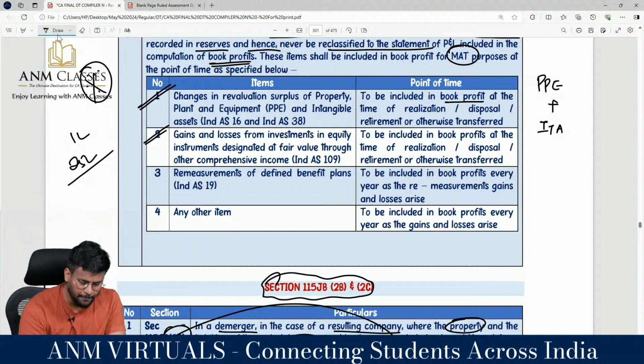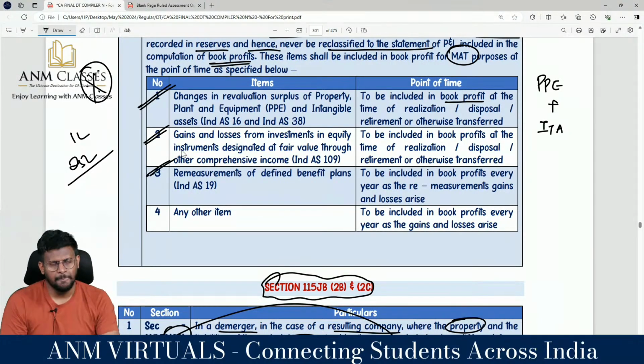Remeasurement of defined benefit plans, Ind AS 19. That means I would have actually, till now, followed the Indian accounting standards.